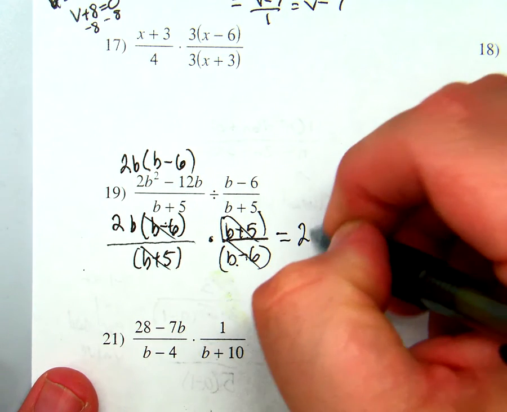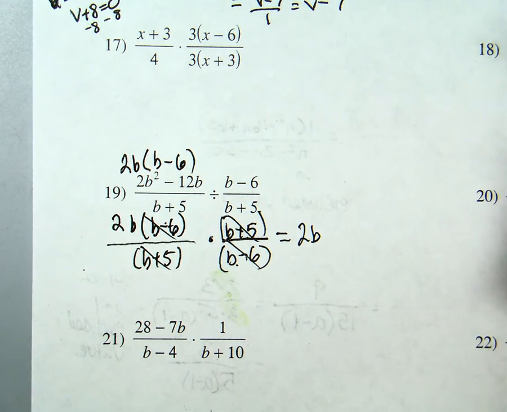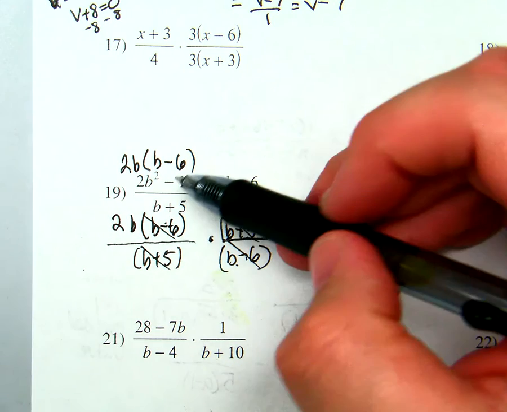Well, 2 and 12, common factors of 2. B squared and b, take out the smallest factor.